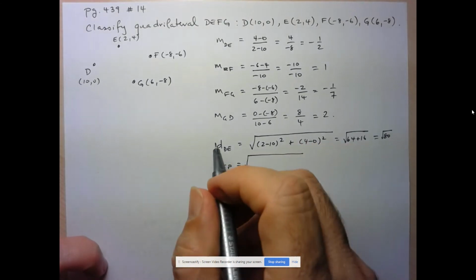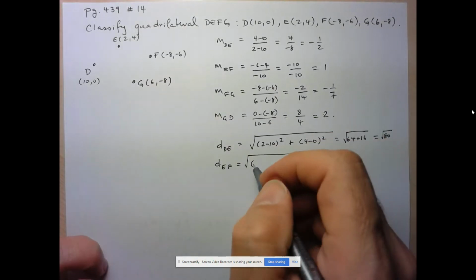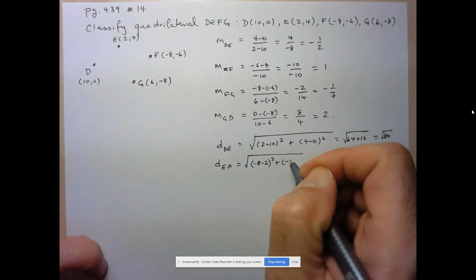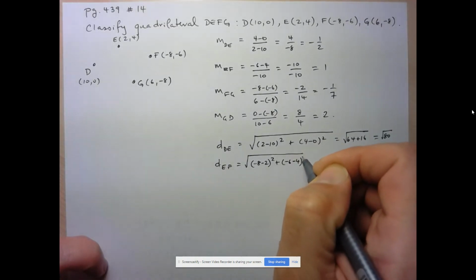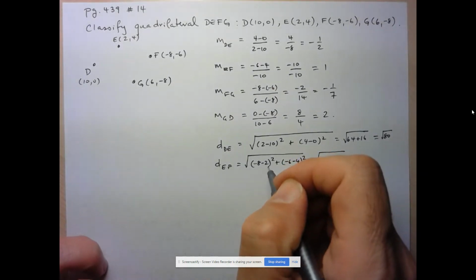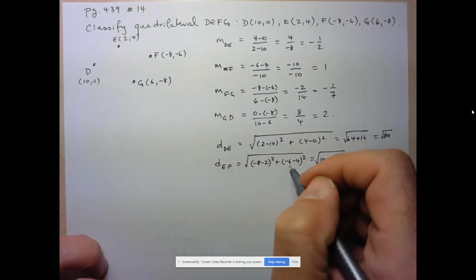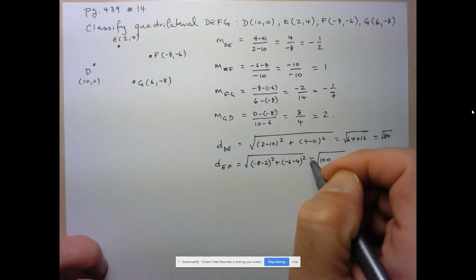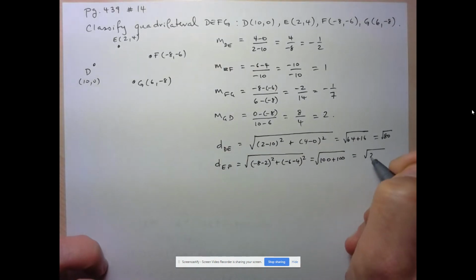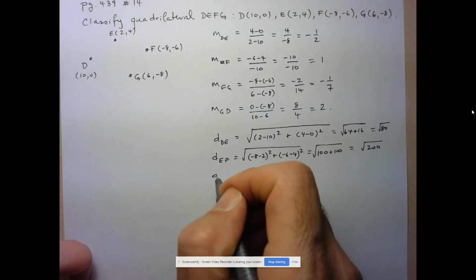Okay, so same thing here. So we have negative 8 minus 2 squared plus, and then we have negative 6 minus 4 squared. So that gives us negative 8 minus 2, so that's 10, so that's going to be 100. Okay, and then negative 6 minus 4 is also 10 squared, or negative 10 squared, which is going to be, again, 100. So that's the square root of 200. Okay, so nothing special yet, so we're just going to keep plugging away.